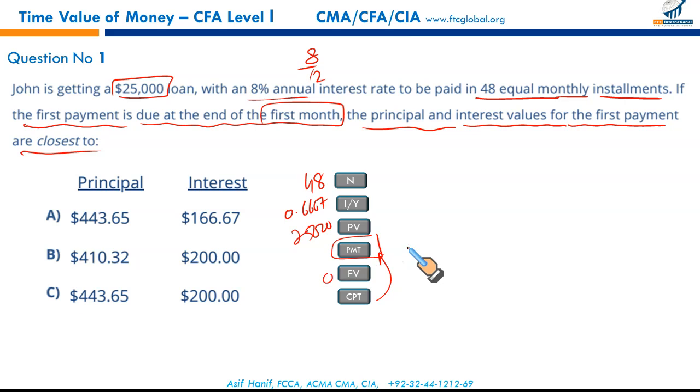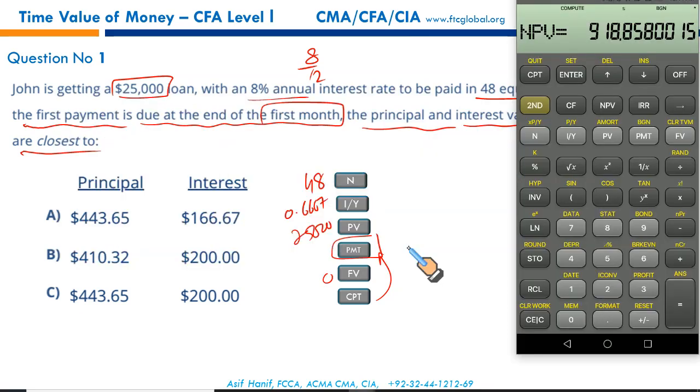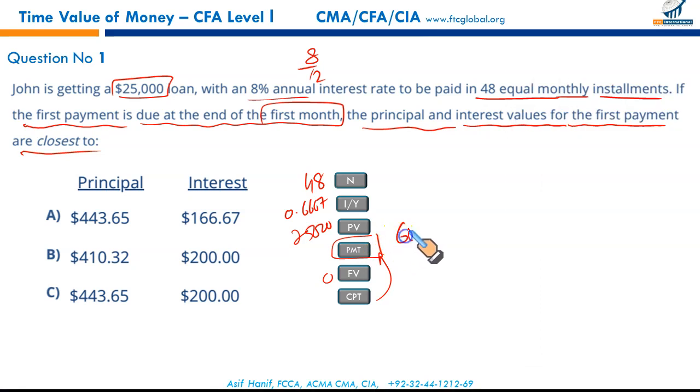Let me do a few questions using our financial calculator, and here it is. All right, n is 48. Interest rate is 0.6667. 25,000 is present value, the loan that is to be paid. Future value is 0. Need to calculate the payment. It is 606.28. Write it down, 606.28.